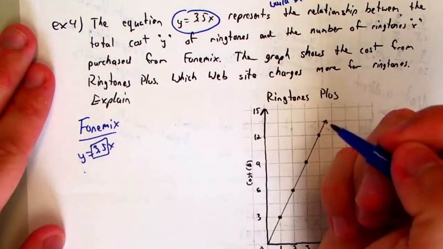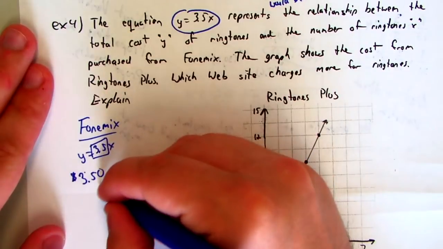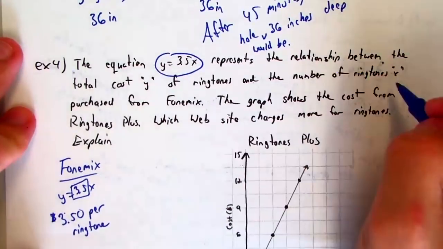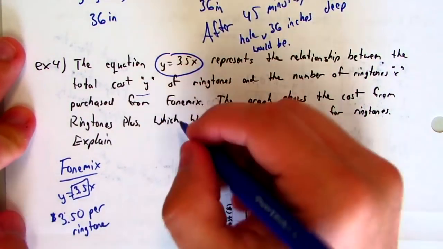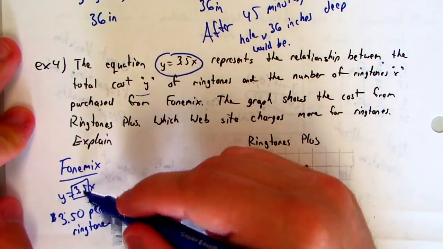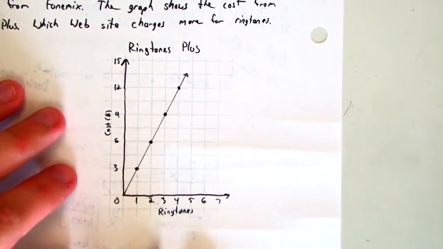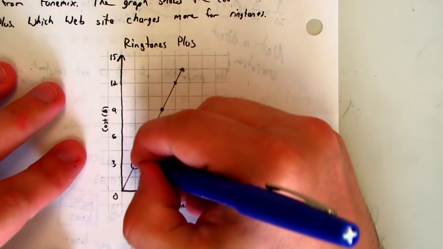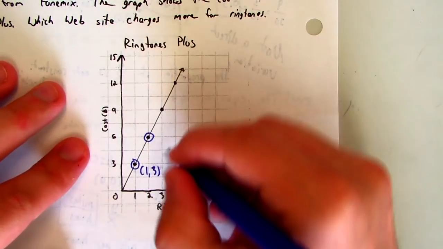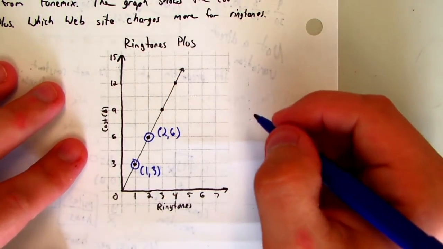So they charge, again, here is my constant of variation, $3.50 per ringtone. The reason why I know that is because y is the cost, x is the ringtones purchased. So we want to have dollars per ringtone. Now, for the equation, I need to come up with a slope. So I can pick 2 points. Let's just go here. So I have 1, 3. Here I can also look at 2, 6.